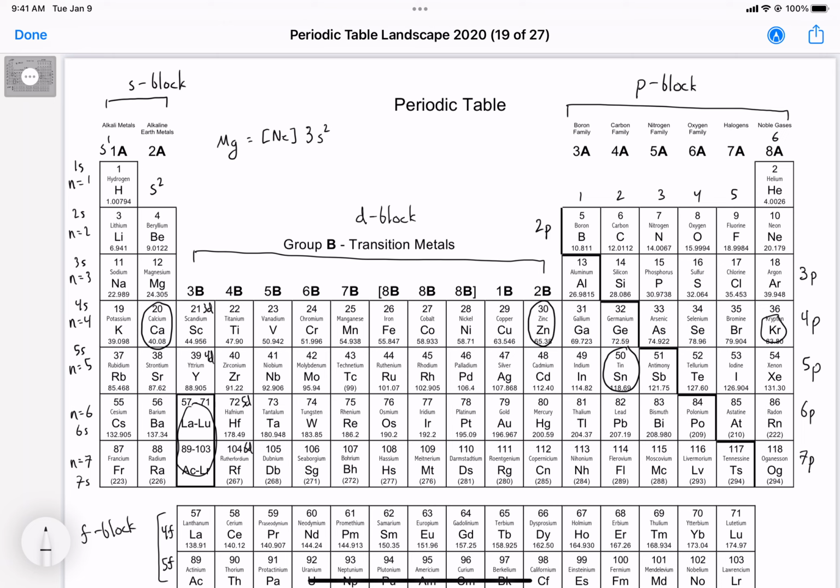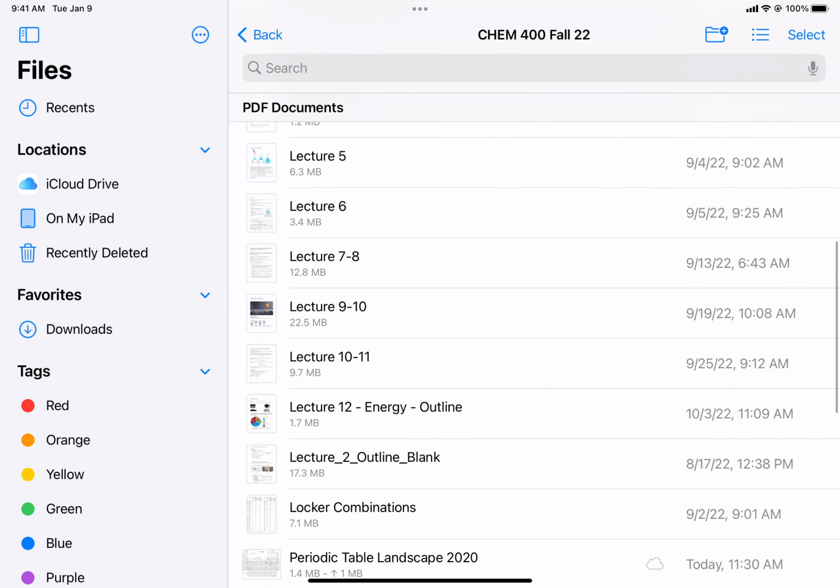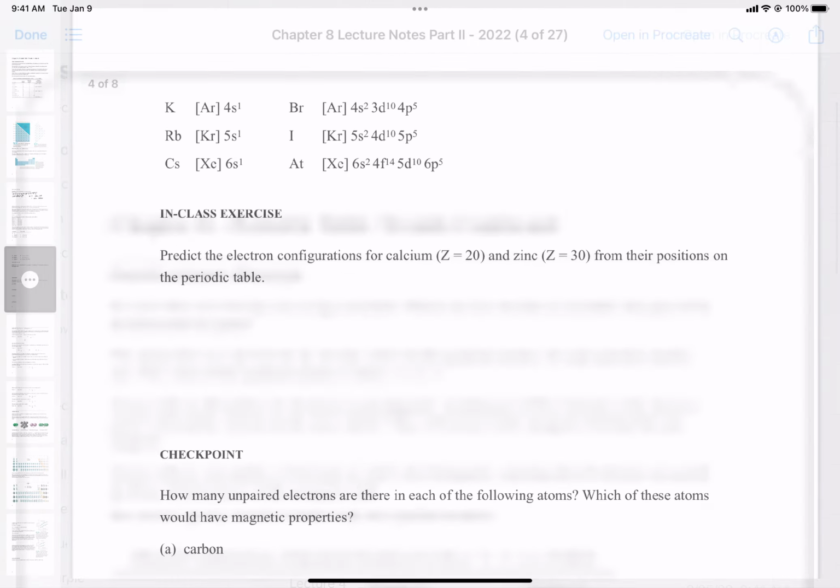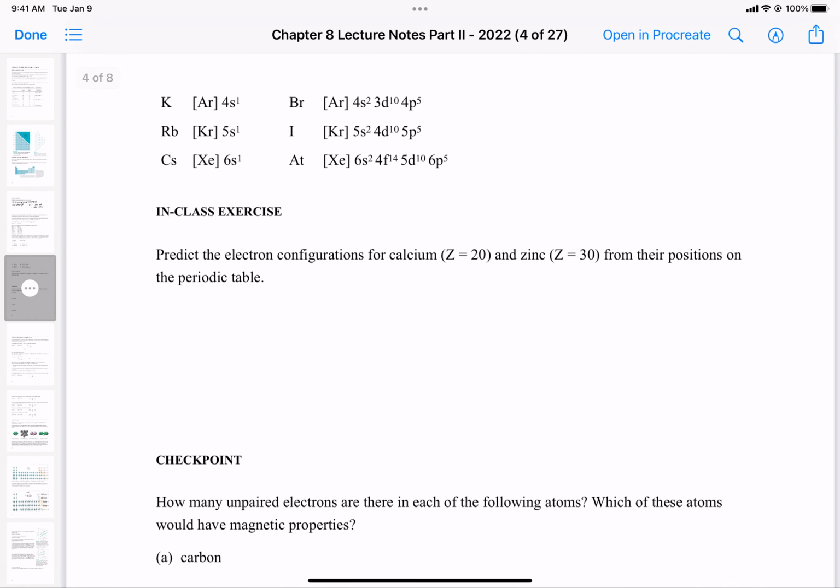So we could write the electron configurations. For calcium and zinc, the noble gas that precedes them in the third row is argon. So we can abbreviate their electron configurations with the argon notation. So let's do that. For calcium, we have argon.